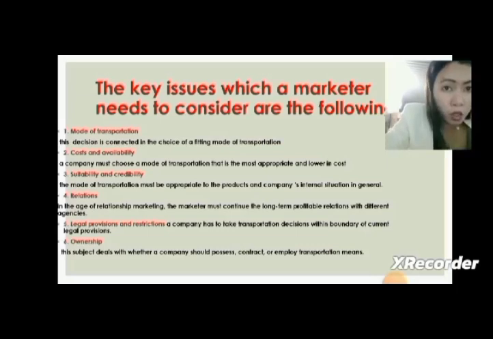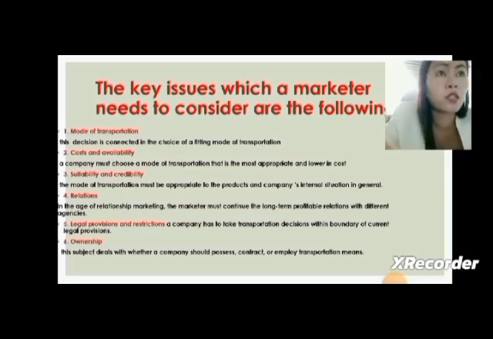Mode of transportation. This decision is connected to the choice of a fitting mode of transportation. Road, railway, water, air, and pipeline are the main modes of transportation. Cost and availability. A company must choose a mode of transportation that is the most appropriate and lowest in cost. Likewise, the mode must be easily obtainable.